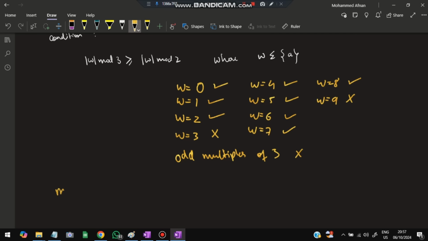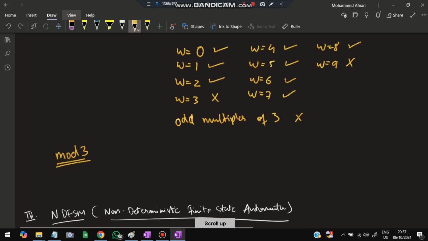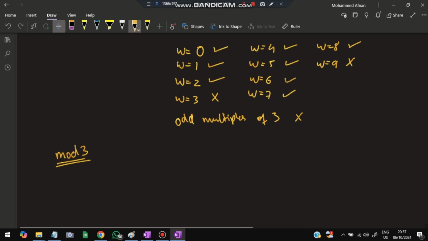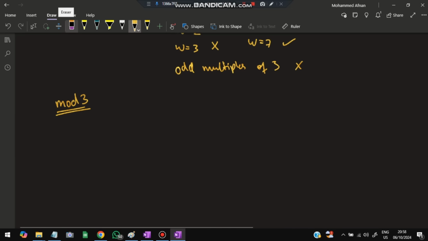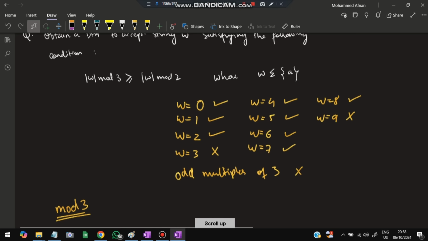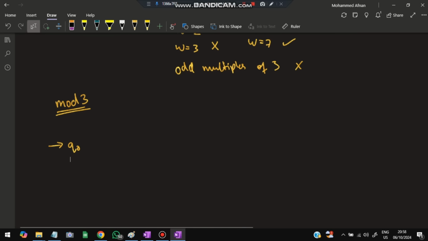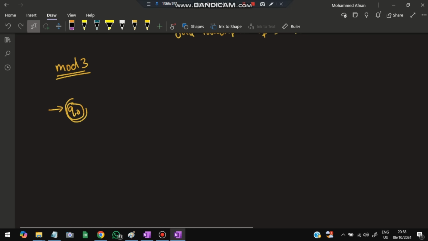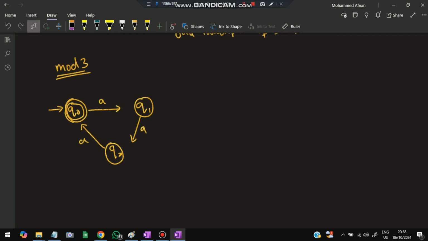This is the diagram for mod 3. In mod 3, the accepted ones are 0, 1, 2, 4, 5, 6, 7, 8, and so on. So let's just make the normal mod 3. For mod 3, this is the Q0 state. The condition is W mod 3. This is the Q0 state, and it will be the accepted state as well, because 0 mod 3 is 0, so this should be accepted. This is the final state also. If 1A comes, it should go to Q1. If another A comes, let's take it to Q2 for the remainder 2. For the third A, it will come back here. This is the mod 3 diagram.